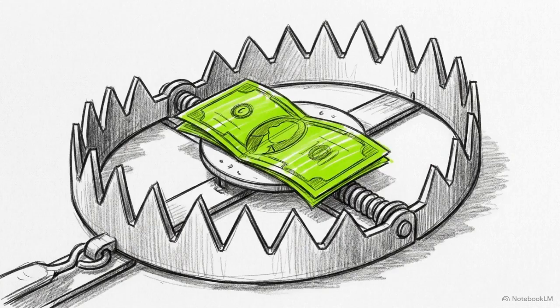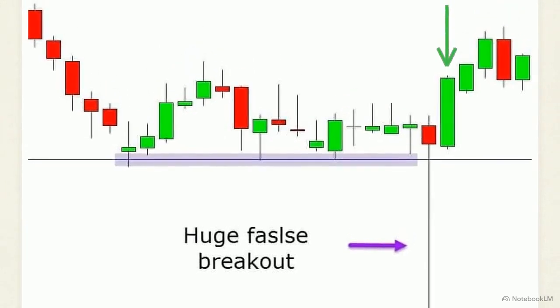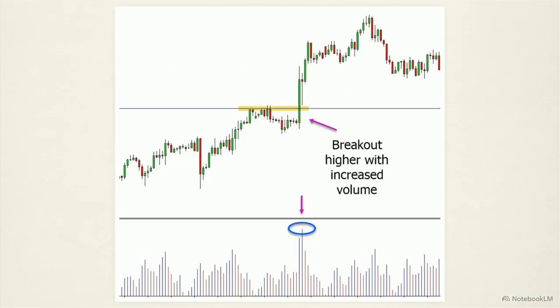Even with a validated level, you must protect yourself against the fakeout, the false breakout that traps aggressive traders. This chart illustrates a typical fakeout. Price pierces the boundary just enough to trigger a trade entry, but immediately reverses course and stops the trader out for a loss. Your defense against this is the volume indicator.